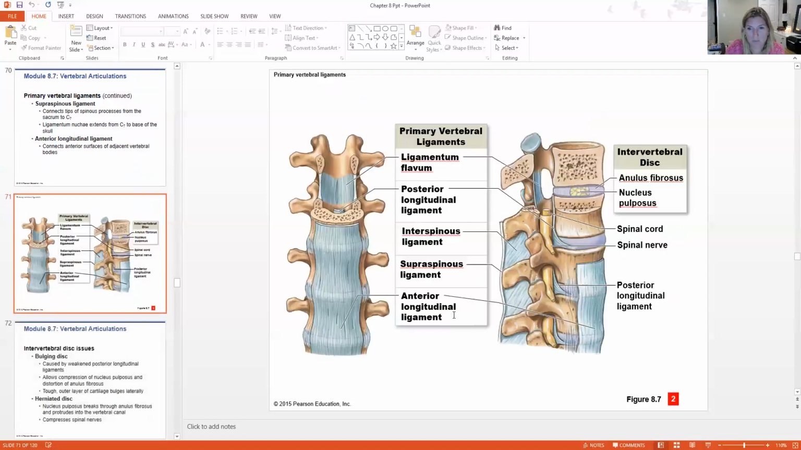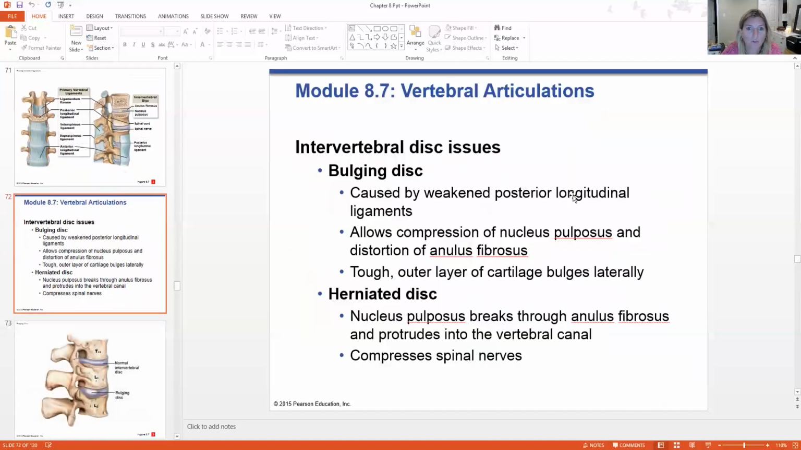Here you see them. This is pretty much the same picture I think that's in your lab practical guide. So you can see your anterior and your posterior longitudinal ligaments here, the interspinous in between those spinous processes, the supraspinous above the spinous processes, the ligamentum flavum connecting on the back of those transverse processes, and nucleus pulposus, annulus fibrosus. That's it. Super straightforward.